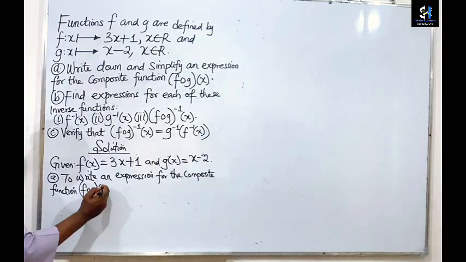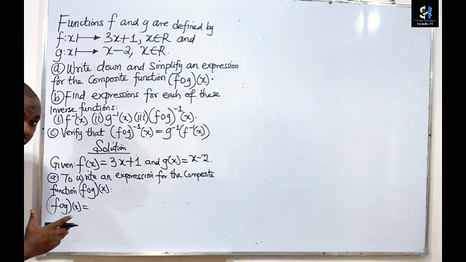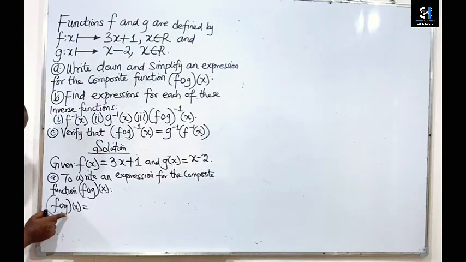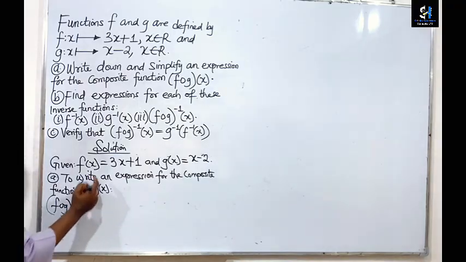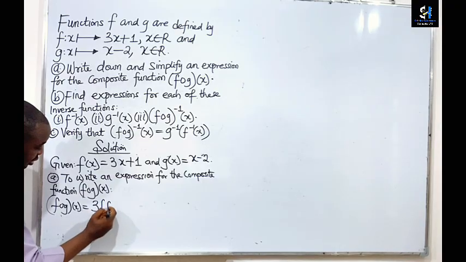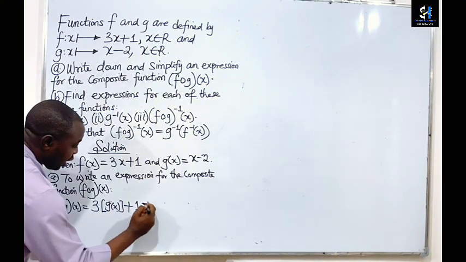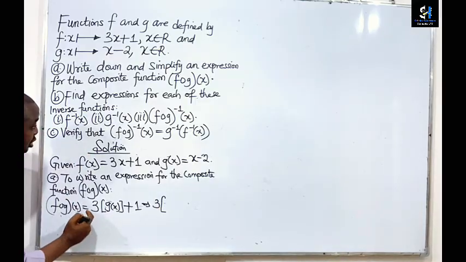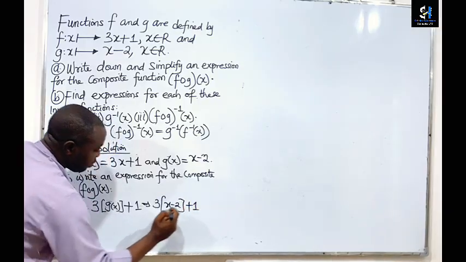fg of x. First, when we write fg of x, to write composite function fg of x, it means that I'm going to put g of x into f of x as x. So if f of x is 3x plus 1, then this will be 3 parentheses g of x, plus 1. And this will be 3 open square brackets, we have x minus 2, which is g of x, then plus 1.